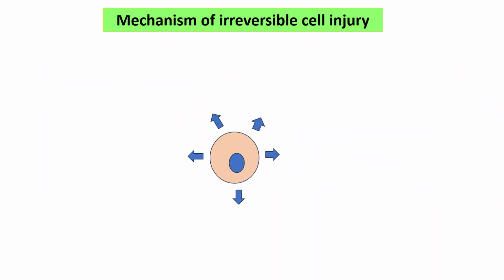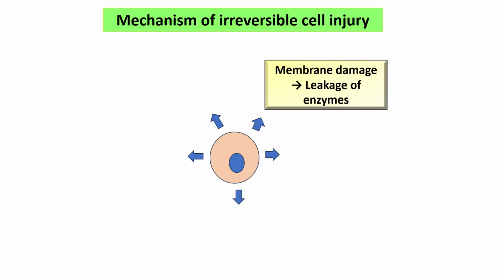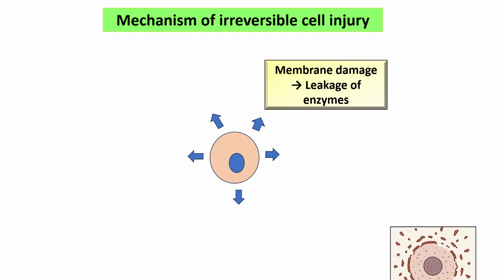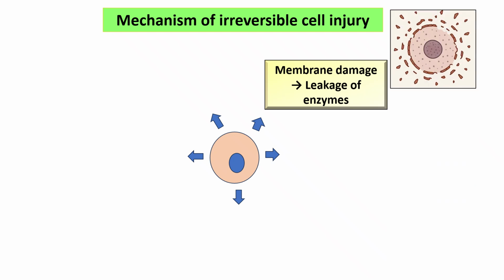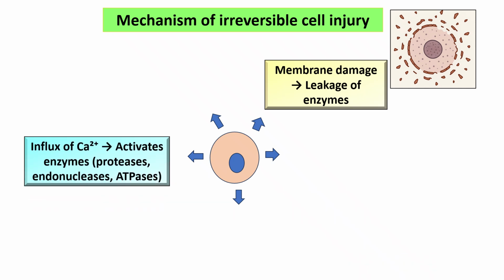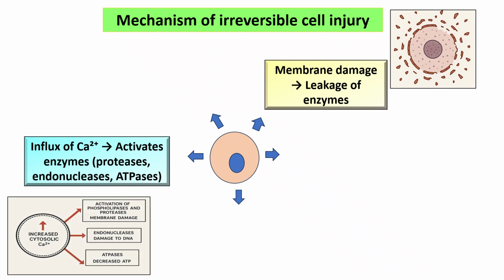What are the various mechanisms of irreversible cell injury? One is membrane damage leading to leakage of enzymes. So here you can see the membrane is damaged, because of which the enzymes present in the cytosol are released outside. And there is influx of calcium because of the damaged plasma membrane, which activates various proteases, endonucleases, phospholipases and ATPases. So here you can see the increased cytosolic calcium activates phospholipases and proteases leading to membrane damage. It activates endonucleases causing damage to the DNA and activates ATPases causing ATP depletion.